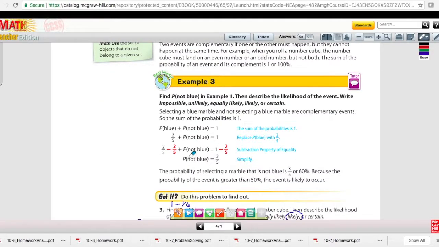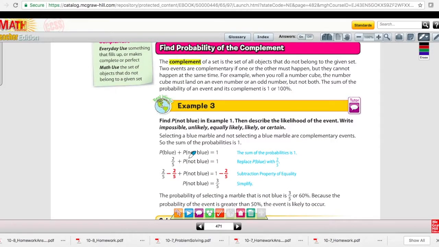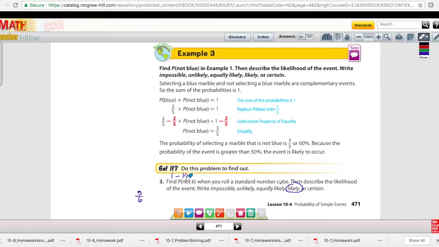In example 3, we find out the notation for complement is parentheses and then notating what you don't want. So the probability of not getting a 6 is 1 minus 1/6, or there's 5 other numbers that you can roll out of 6, which is 83.3 repeating percent, and that is likely.